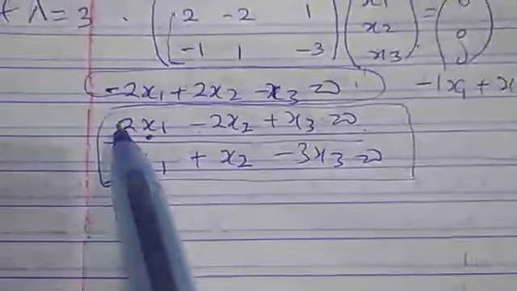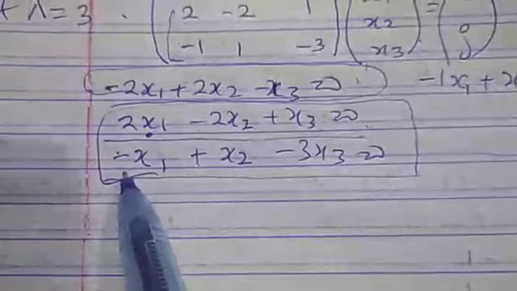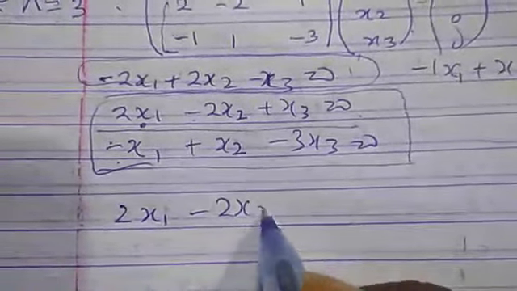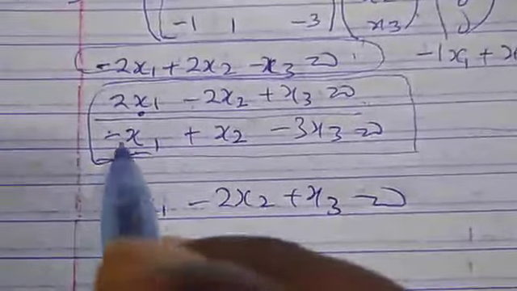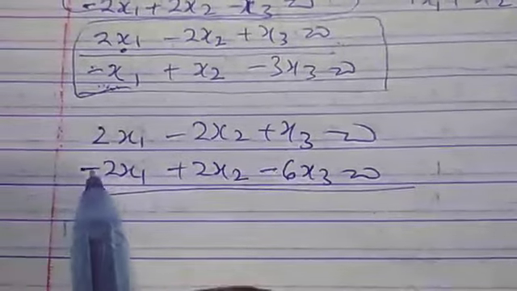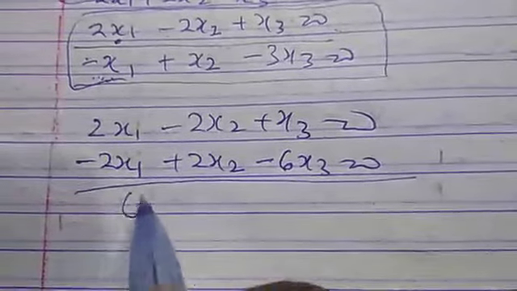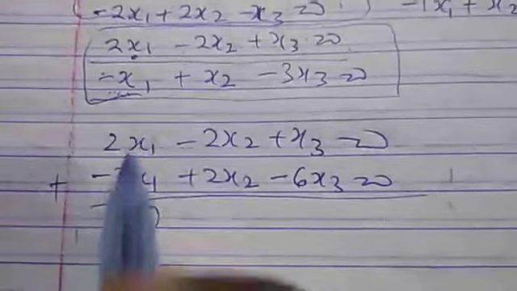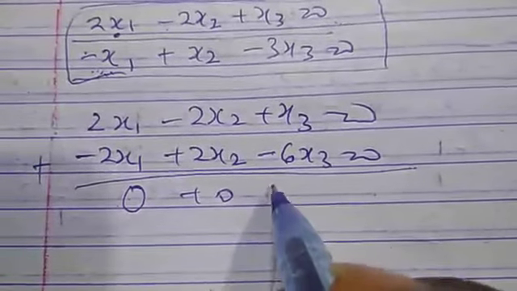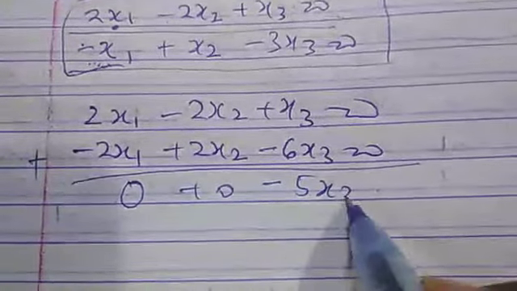So what do we do? We multiply the second equation by 2. Let me write it out. The first equation is this. We multiply this equation by 2 so that we can eliminate. When we multiply by 2, we are going to have this. This minus this will give me 0, this one too will give me 0, but this will give me minus 5s3 equal to 0. From that place, s3 will be equal to 0.